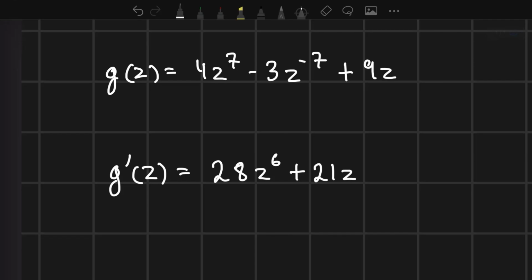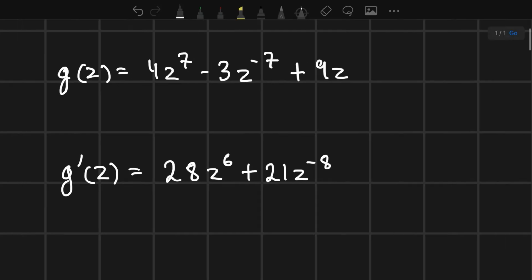And then since you are always subtracting the power, like in our case we got 6 because we did 7 minus 1, here we would do the same thing, we're not adding it. So negative 7 minus 1 is negative 8.